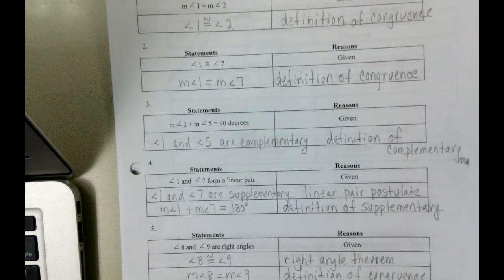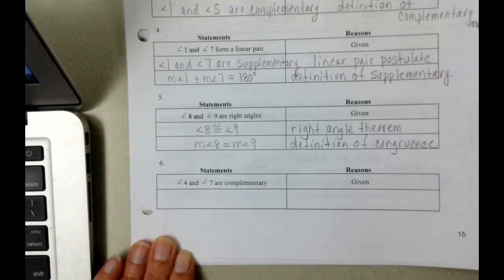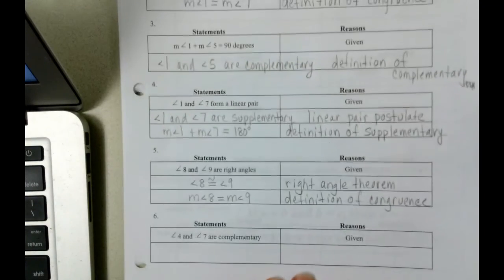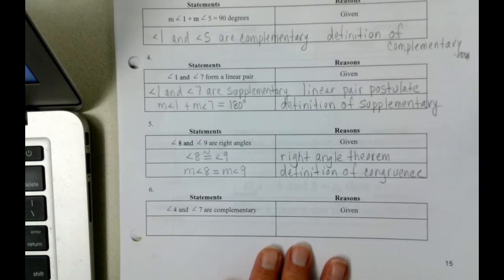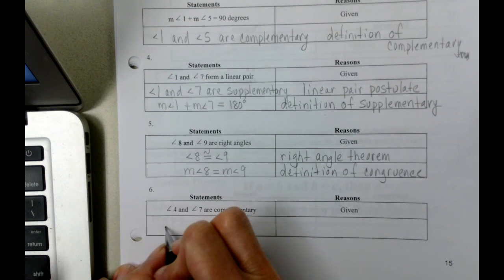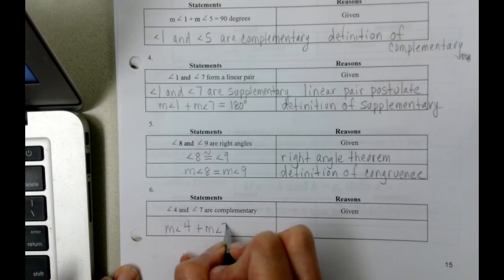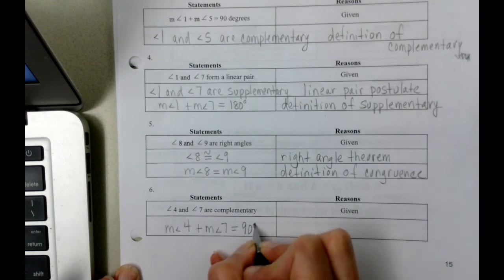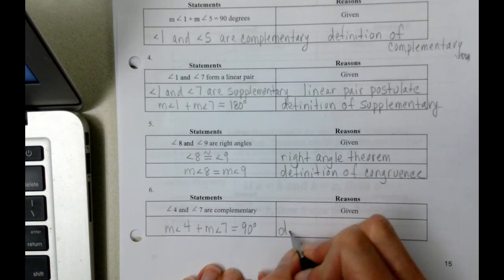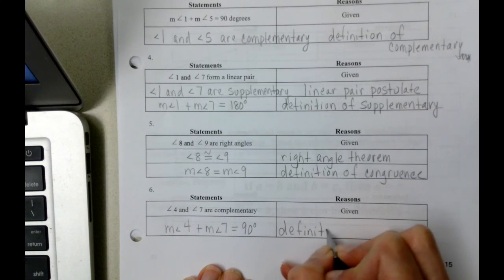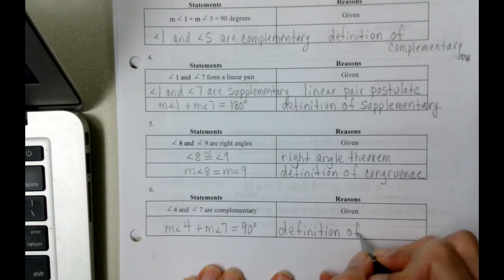And finally here, it might be nice if you could see that. Let me pull that up so you can see. But as we finish here on problem 6, angle 4 and angle 7 are complementary. So a statement that we can make from that then is that the measure of angle 4 plus the measure of angle 7 equals 90 degrees, and that is the definition of complementary.